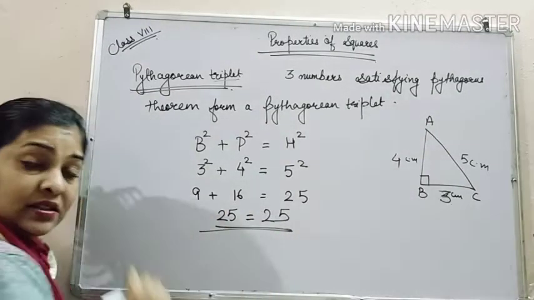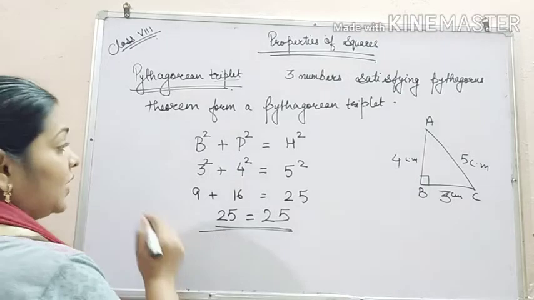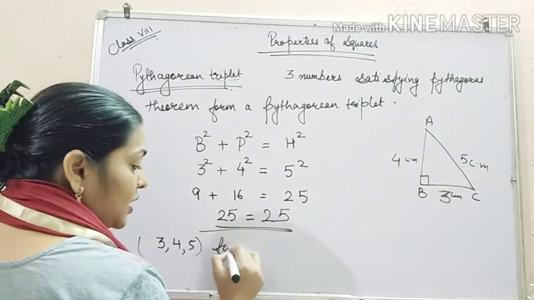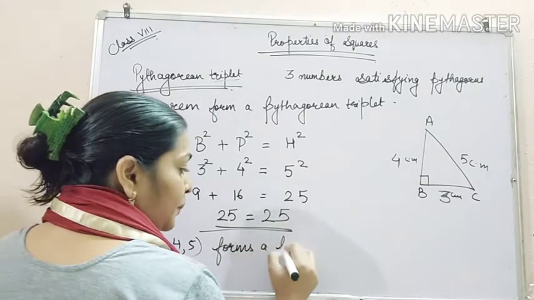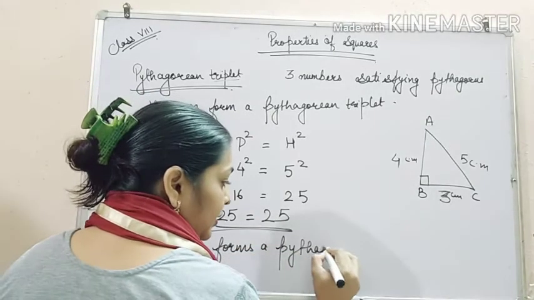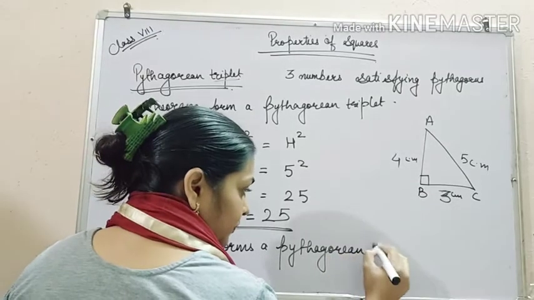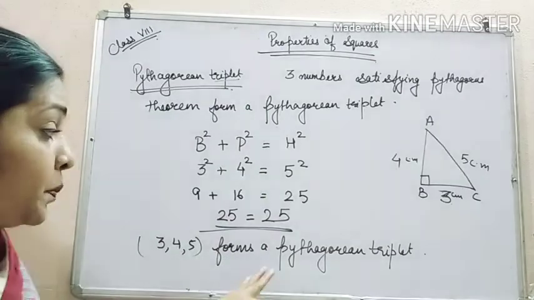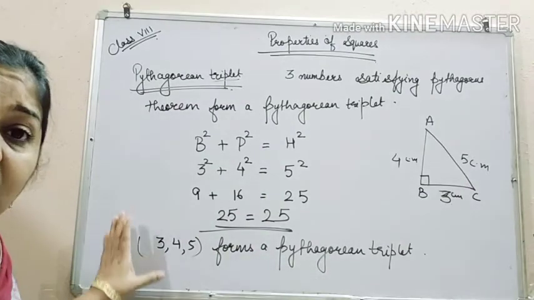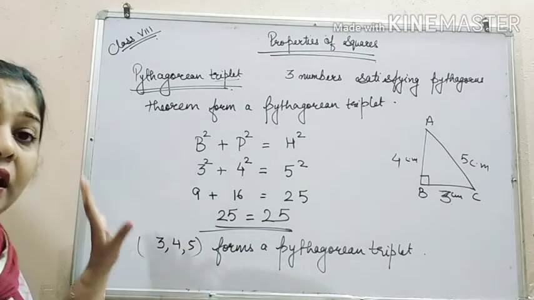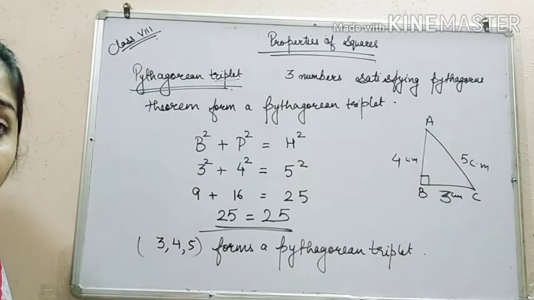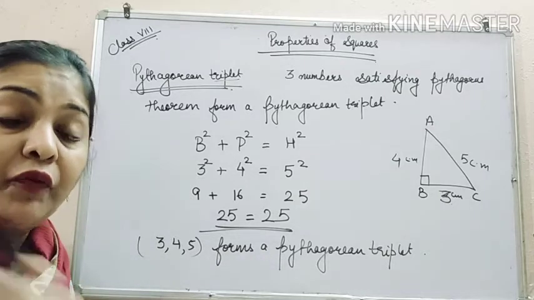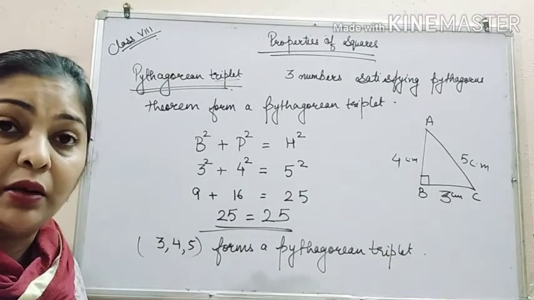The condition is satisfied. That's why the numbers 3, 4, 5 form a Pythagorean triplet. Is that clear? What is a Pythagorean triplet? This is the concept of Pythagorean triplet that you must know. Now I will tell you what kind of problems can come in your exam.